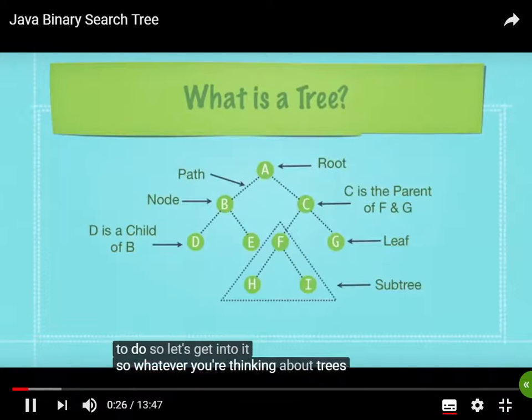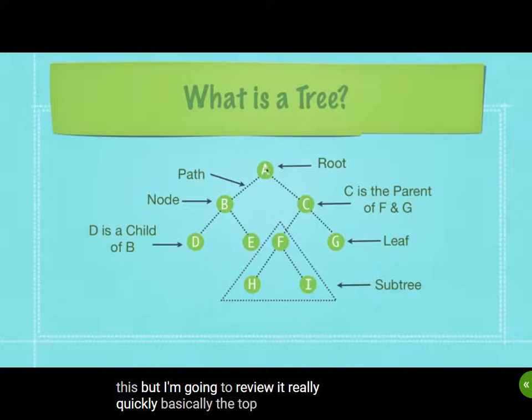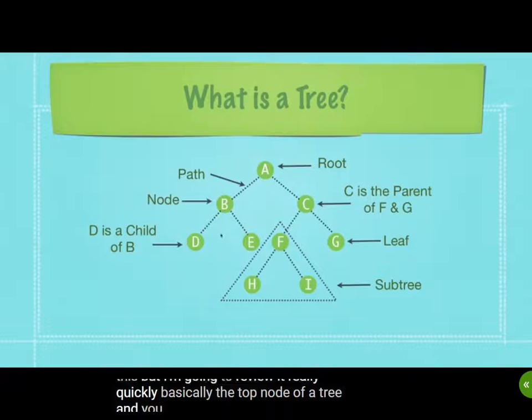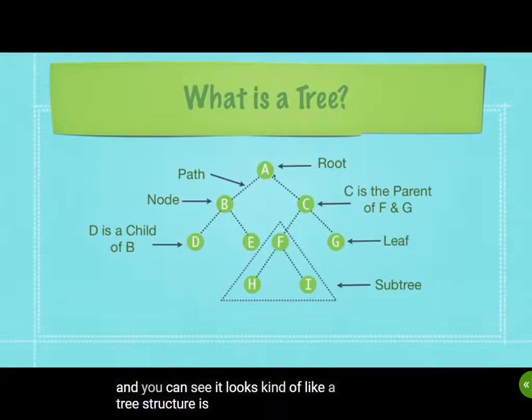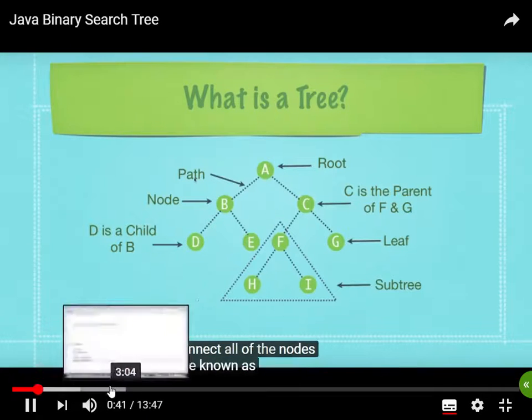So whenever you're thinking about trees, I know some of you guys already know this, but I'm going to review it really quickly. Basically, the top node of a tree, and you can see it looks kind of like a tree structure, is known as the root. The lines that connect all of the nodes thereafter are known as paths.